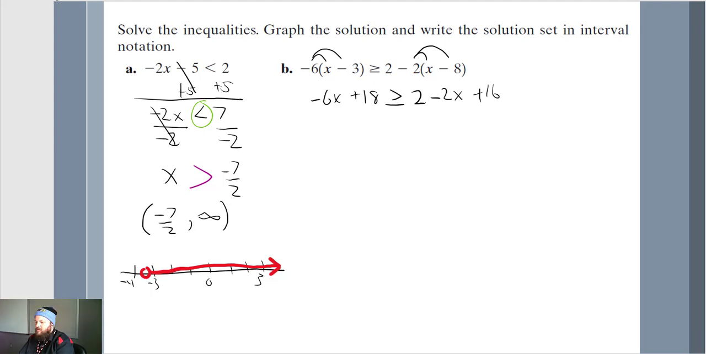Okay, so I can't combine anything over here, so -6x plus 18 is still greater than or equal to. We can combine something over here. We have 2 minus 2x plus 16, so 2 plus 16 is 18, so we say -2x plus 18. All right, so let's go ahead and make this a little bit easier to do. Let's go ahead and subtract 18 from both sides.